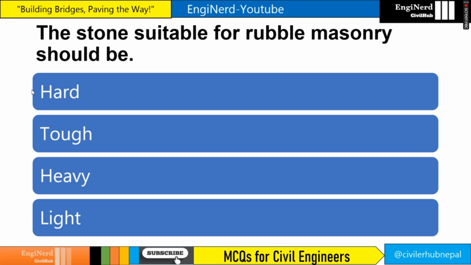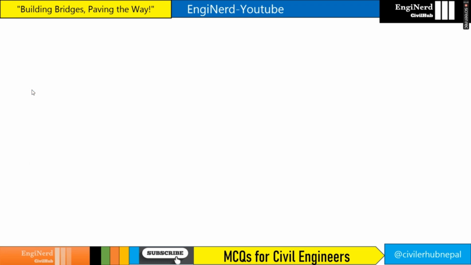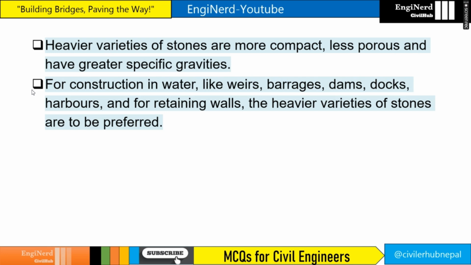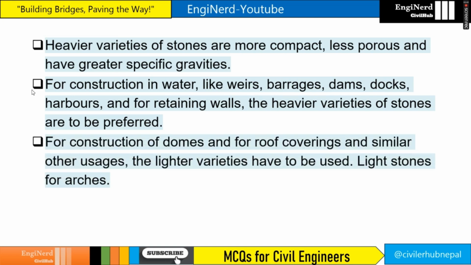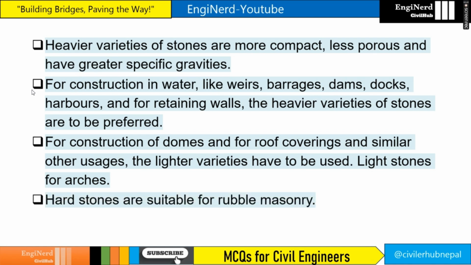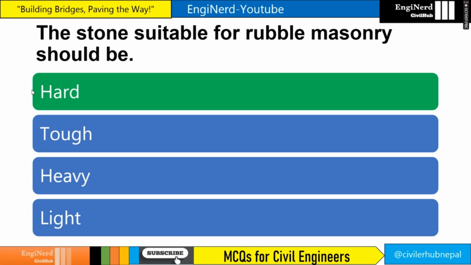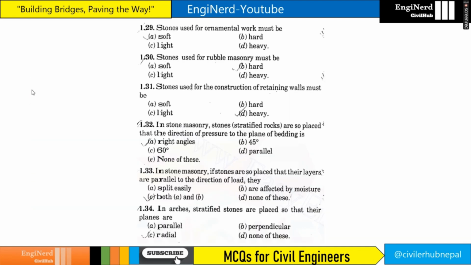The stone suitable for rubble masonry should be hard, right? Heavier varieties of stones are more compact, less porous, and have greater specific gravities. For construction in water like weirs, barrages, dams, docks, harbors, and for retaining walls, the heavier varieties of stones are to be preferred. And for construction of domes and for roof covering and similar other uses, the lighter varieties have to be used. Light stones are for arches, and hard stones are for rubble masonry. Soft stones are for carving. So the answer in this particular question is hard.